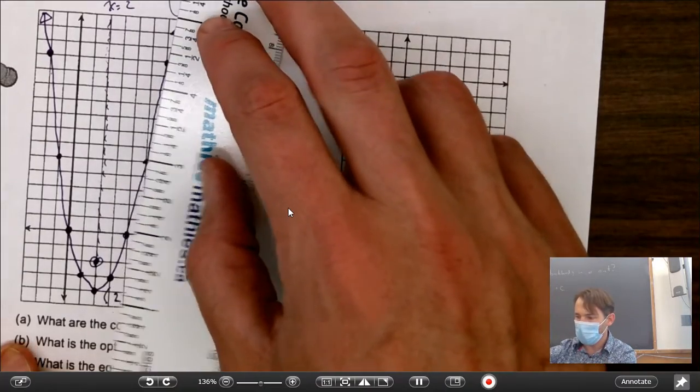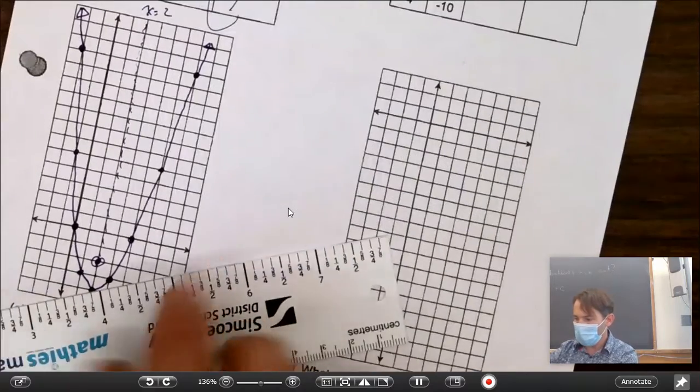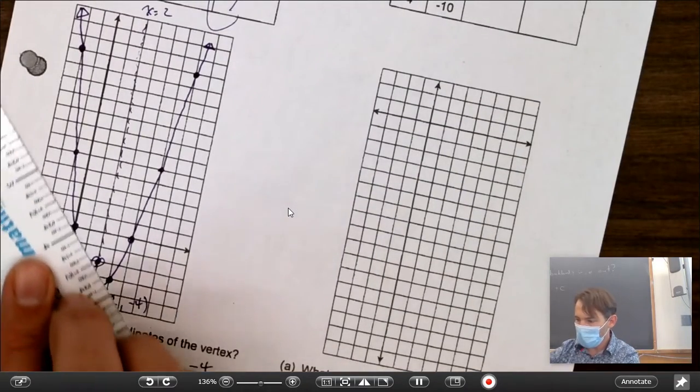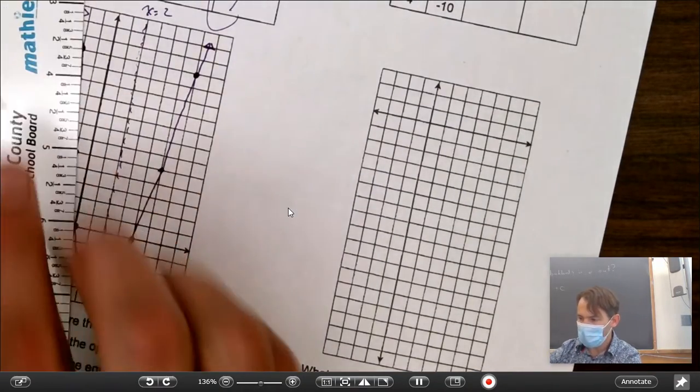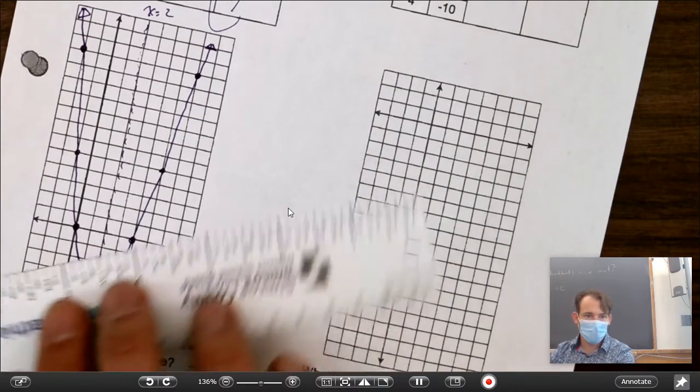Maybe you can see it better with the ruler. If I have a ruler there that I bring down, its slope changes at a constant rate around the parabola, starting from very negative to flat to very positive.